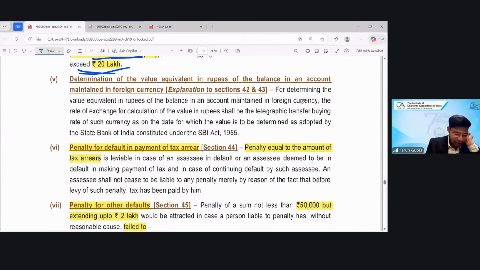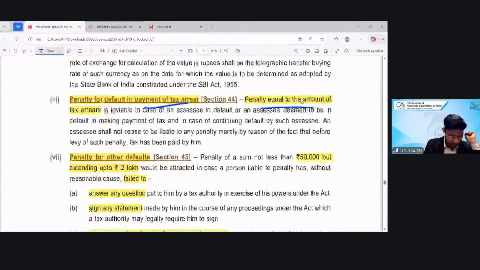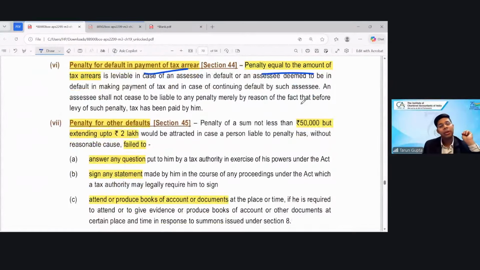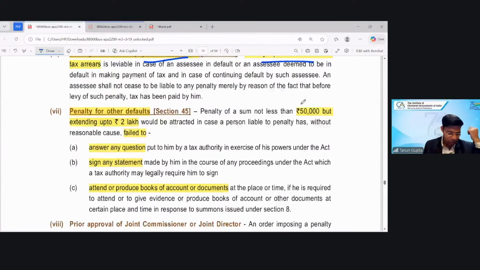If you do not pay the tax, if you default payment of tax, the equivalent amount of tax shall be the penalty. If there is any other default, you do not produce the books of account, you refuse to sign, you fail to sign any statement, you fail to answer any question, then there is a penalty of 50,000 up to 2 lakh for each such default.